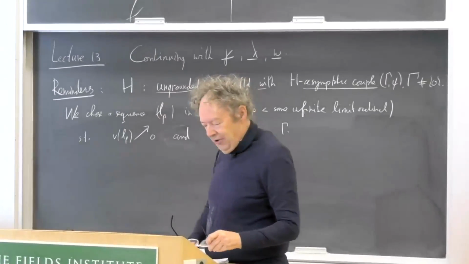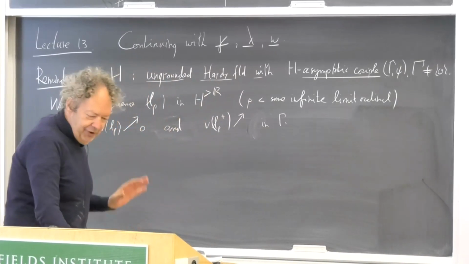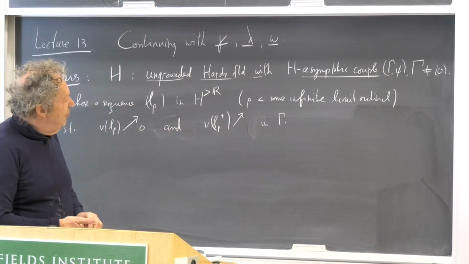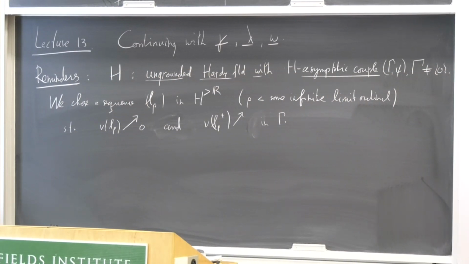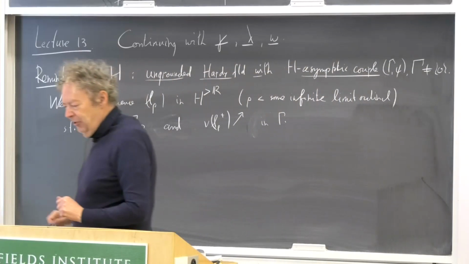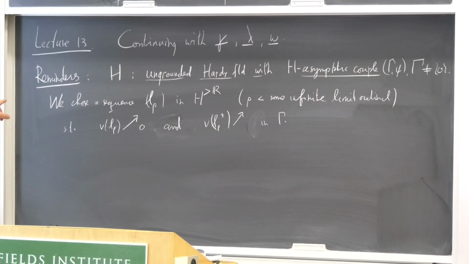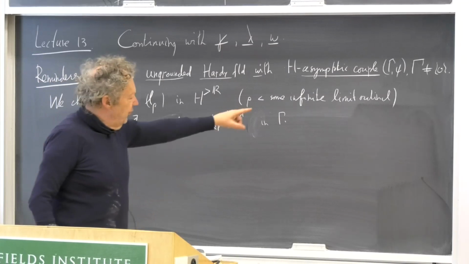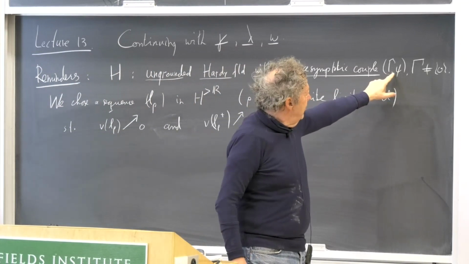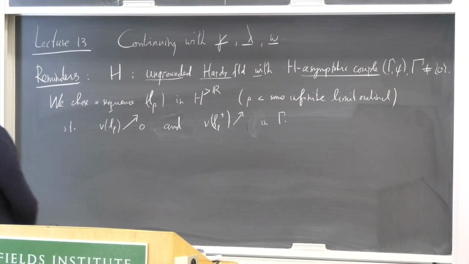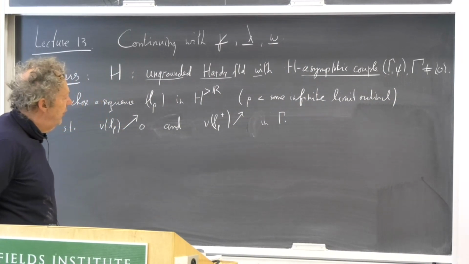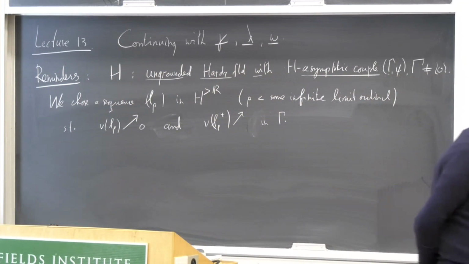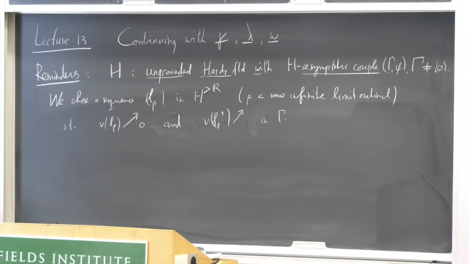I want to finish this story about these five gaps today, but I want to go back a little bit still, even to explain the importance of this gap gamma, or what it really means, model theoretically or algebraically. Just to remind you, H will be an ungrounded Hardy field. Its asymptotic couple is denoted as usual by gamma comma psi, and we assume that the valuation is non-trivial. So that means gamma consists not just of zero, which is equivalent to saying that the Hardy field is not completely contained in the real field, right?